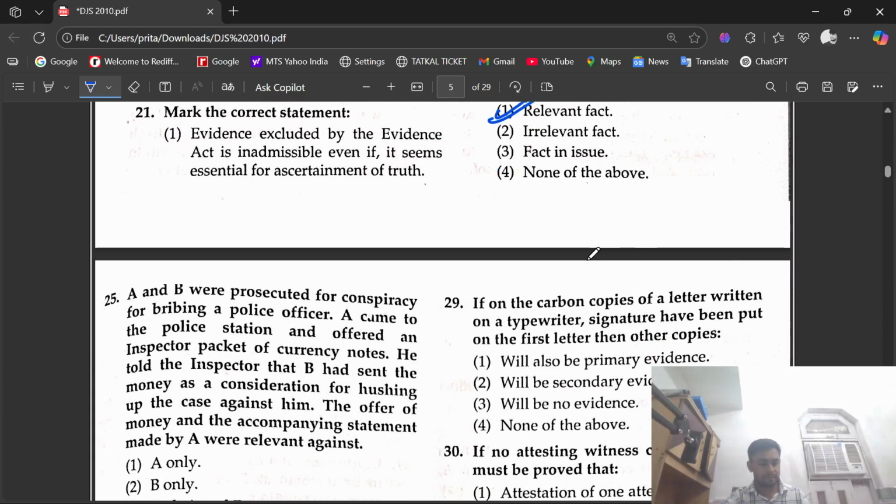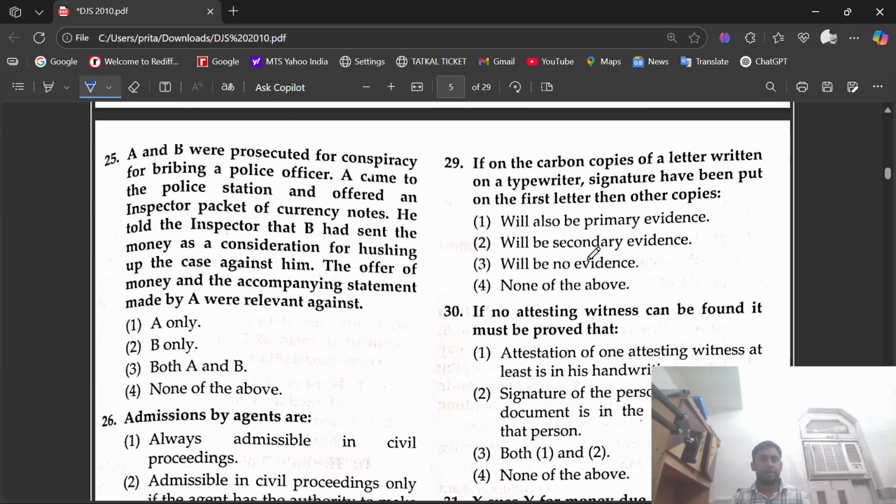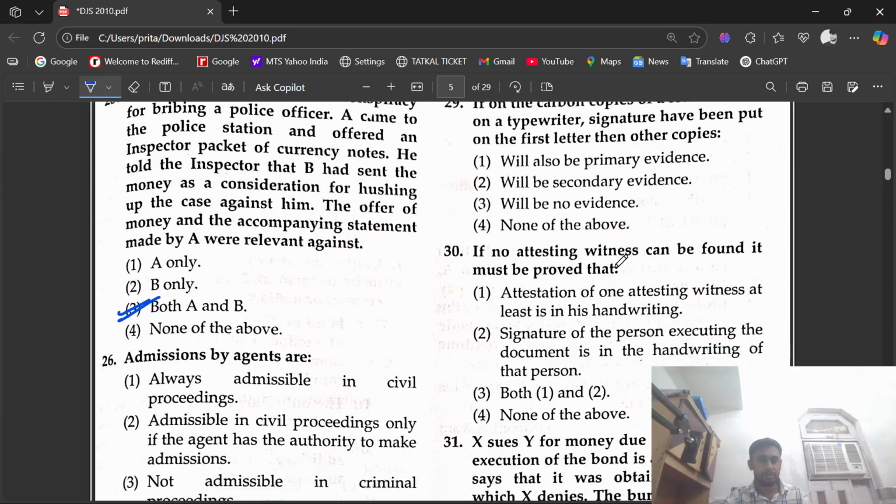Question number 25. A and B were prosecuted for conspiracy for bribing a police officer. A came to the police station and offered an inspector a packet of currency notes. He told the inspector that B had sent the money as a consideration for hushing up the case against him. The offer of money and the accompanying statement made by A were relevant against A only, B only, both A and B.